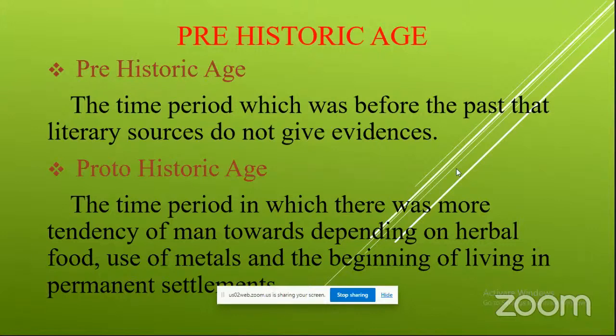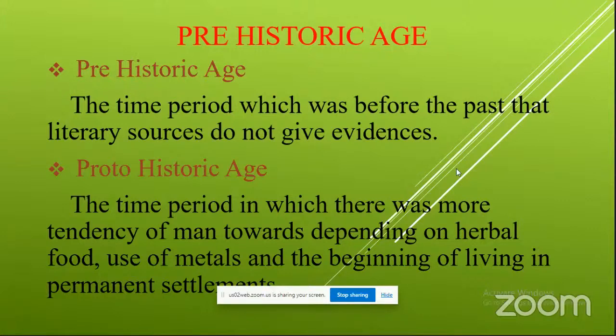Initial time period means they were using stone tools, they were living in natural caves, and they were not wearing anything, and they were eating only flesh, and sometimes very rarely they were eating some plant food items. So that is the time period that we call the Stone Age.